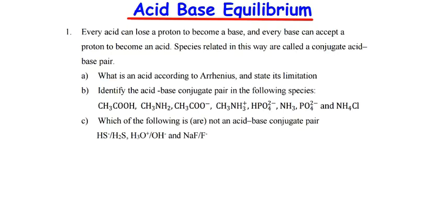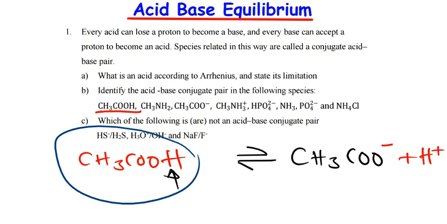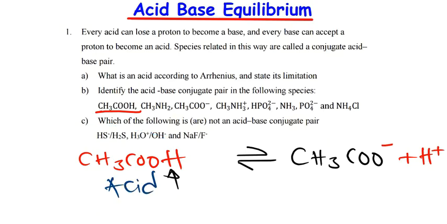B. Identify the acid-base conjugate pair in the following species. Just to bring you back to the context given, we are told every acid can lose a proton to become a base and every base can accept a proton to become an acid. An example is this one. That's an acid. This acid has an ability, when dissolved in water, to lose a proton. If it loses a proton, the hydrogen there will disappear. It has been lost, so the charge becomes negative. I've written for you a dissociation reaction for this weak acid. This species that has lost the proton, we are calling an acid because it has donated a proton.